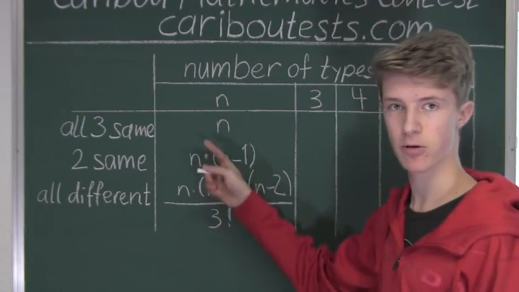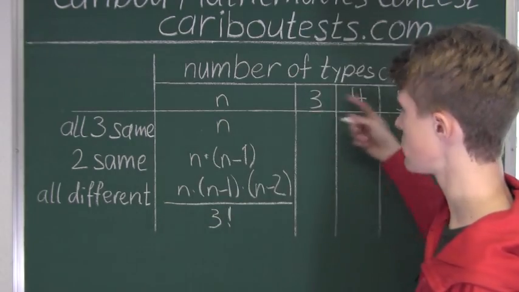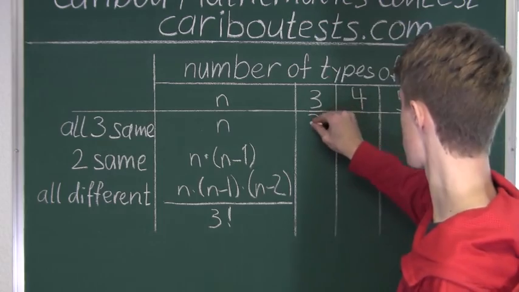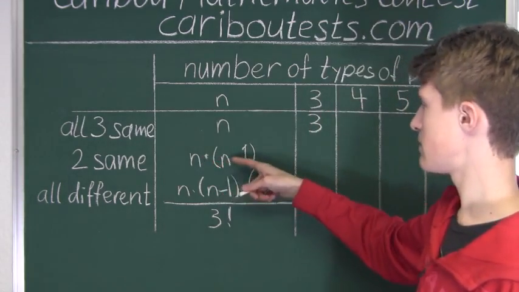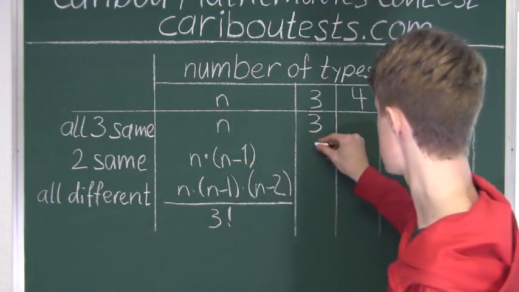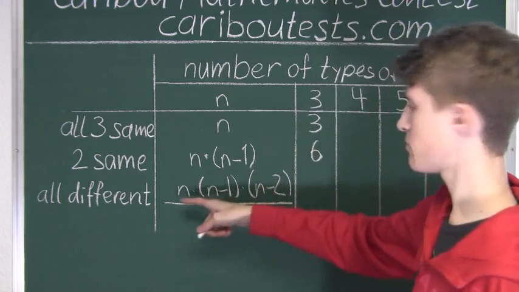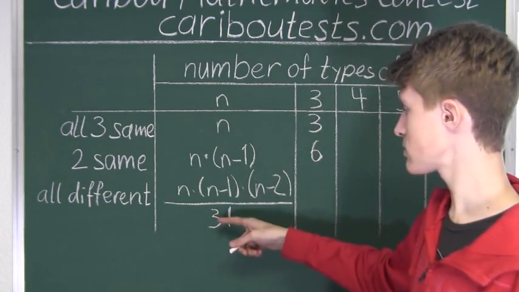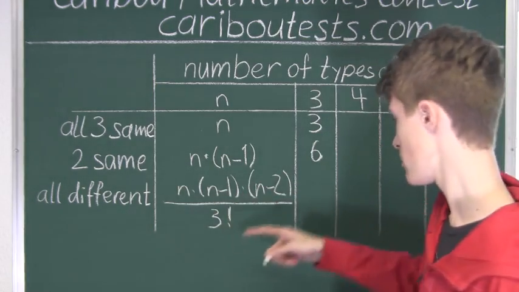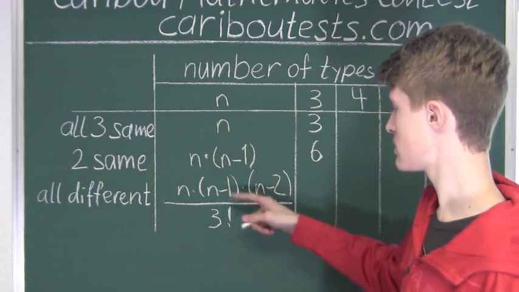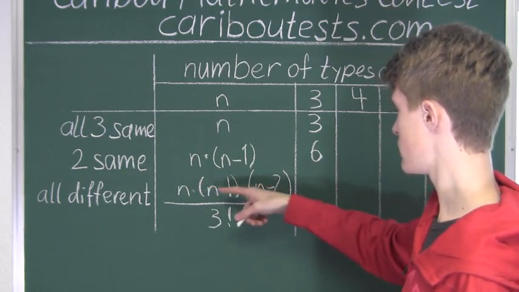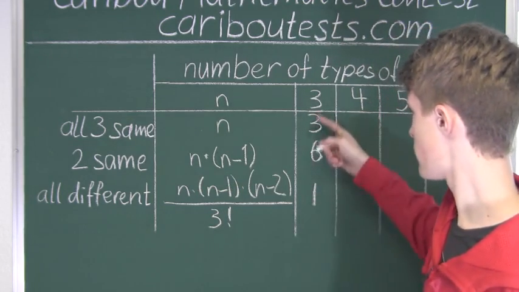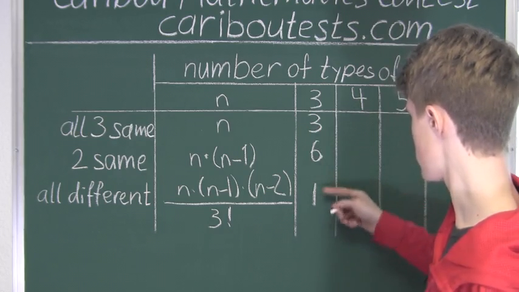Alright, so now we have the formulas and we can substitute n equals 3 and n equals 4 into these formulas. So n is just 3. Then n times n minus 1, so 3 times 2 is 6. Then 3 times 2 is 6, times 1 is 6, and 3 factorial is 3 times 2 times 1, which is 6, so 6 over 6 is 1. So now the total number of options is 3 plus 6 is 9, plus 1 is 10.